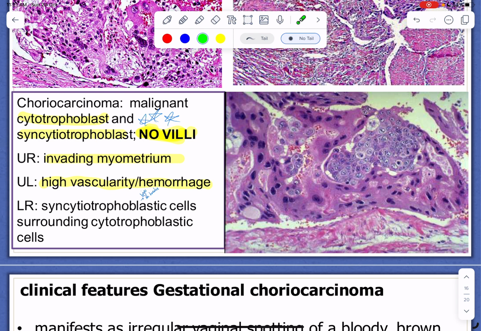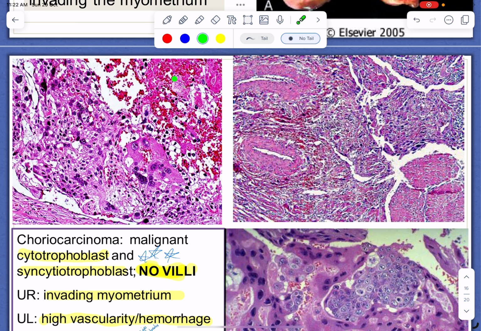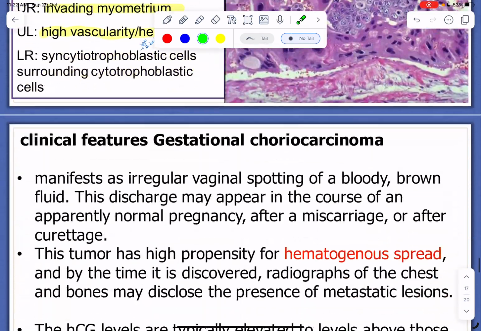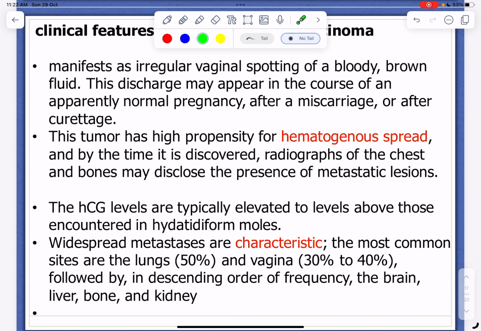In the upper left, this is the hemorrhagic tissue. You know that this is the hemorrhage. Okay? And this is the malignant syncytial trophoblast, and these are scattered malignant cytotrophoblasts. Okay? And it is an aggressive tumor, always forming hemorrhage and necrosis, and has the ability to metastasize hematogenously early in its stage.